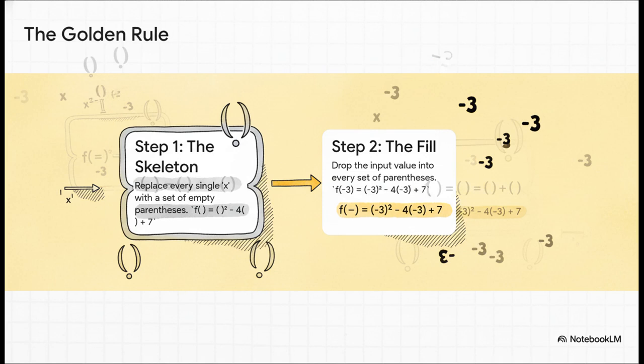Step 1, you create the skeleton. You literally rewrite the function, but every single place you see an x, you swap it for a pair of empty parentheses. Step 2, you drop in the input. After the skeleton is ready, you just drop your input value into every single one of those parentheses. It's that simple, and trust me, it forces you to be precise.